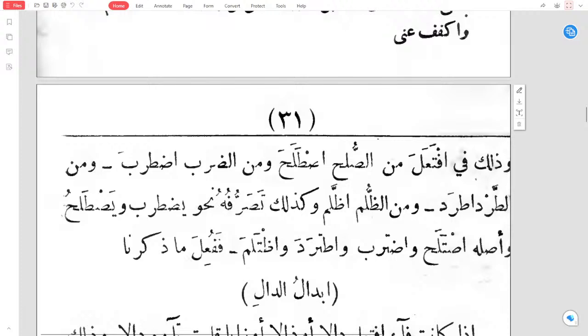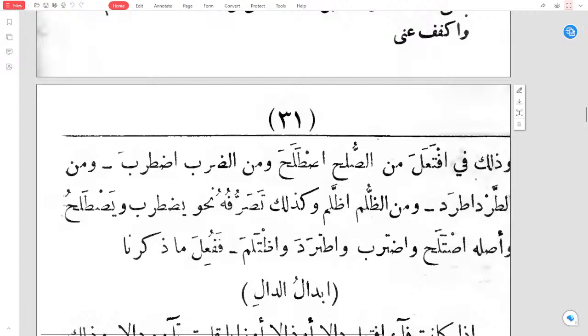Because of the tafkhim in the fa word, the full mouthness in their pronunciation, it makes it difficult to switch to an empty mouth ta, a ta which does not have that same full mouth pronunciation. Therefore, for ease in pronunciation, these tas are changed into a طاء. فَفُعِلَ مَا ذَكَرْنَا, what we mentioned was enacted on these verbs.